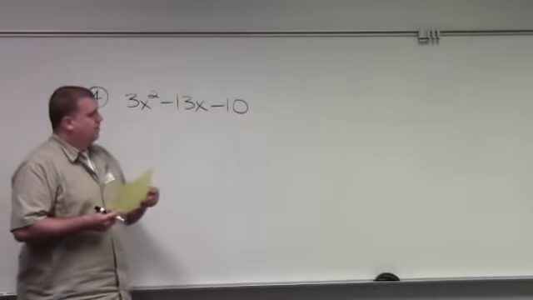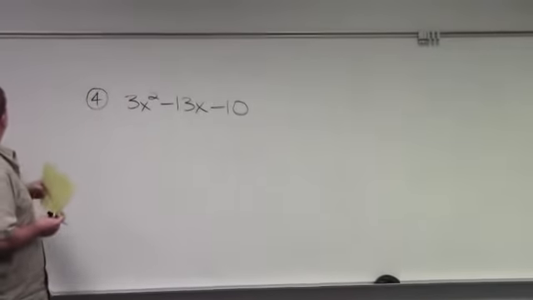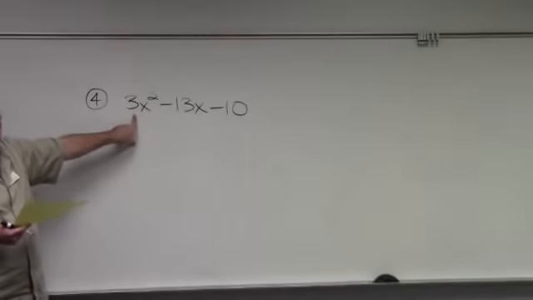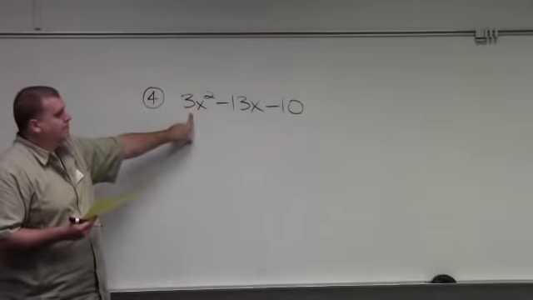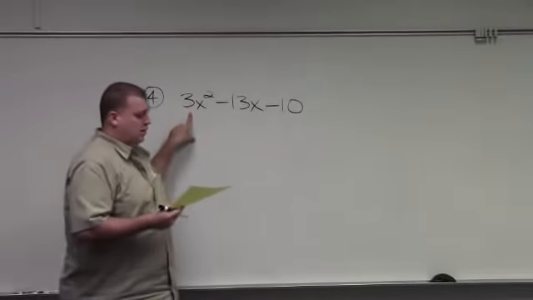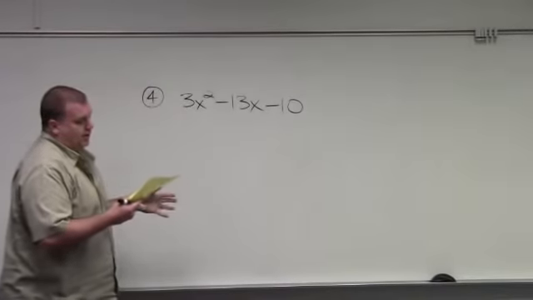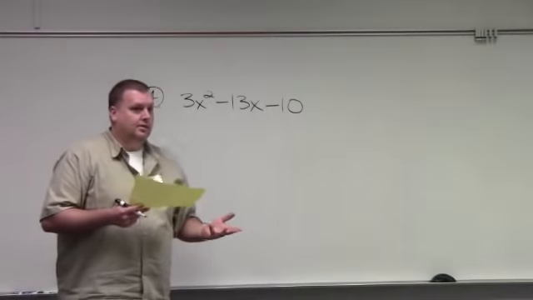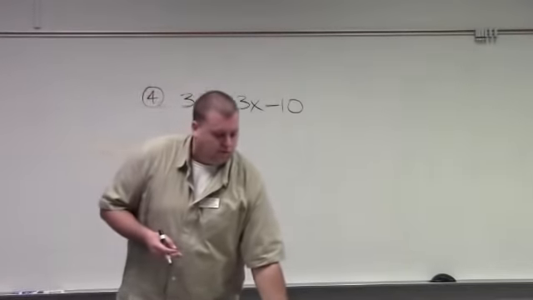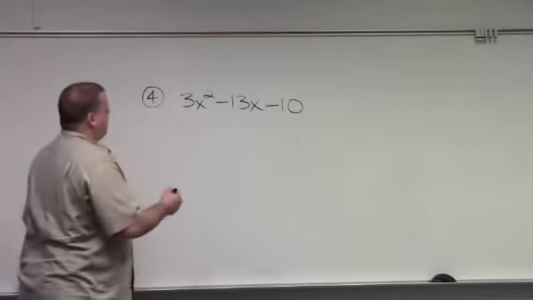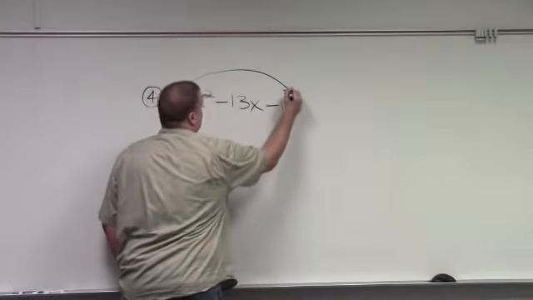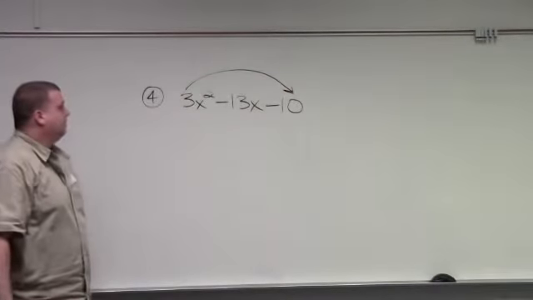Is the leading coefficient 1? No, it's not. Leading coefficient is 3, something other than 1. So we have to go to a different method than we used for number 1. We have to use trial and error, grouping. Different instructors call it different things. They all boil down to basically the same factoring method. So what we're going to do is take our leading coefficient here, and we're going to multiply it. 3 times negative 10.